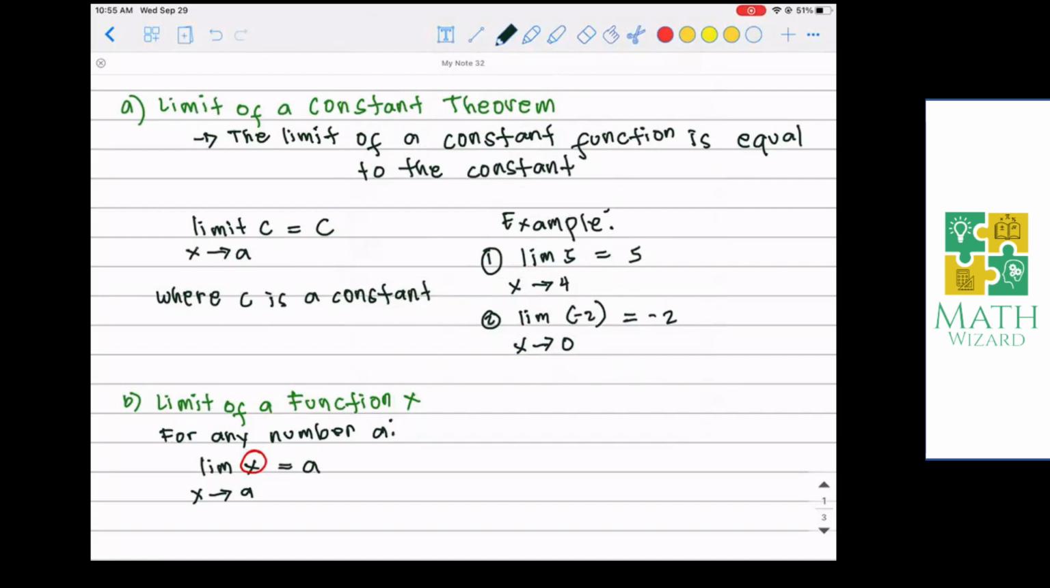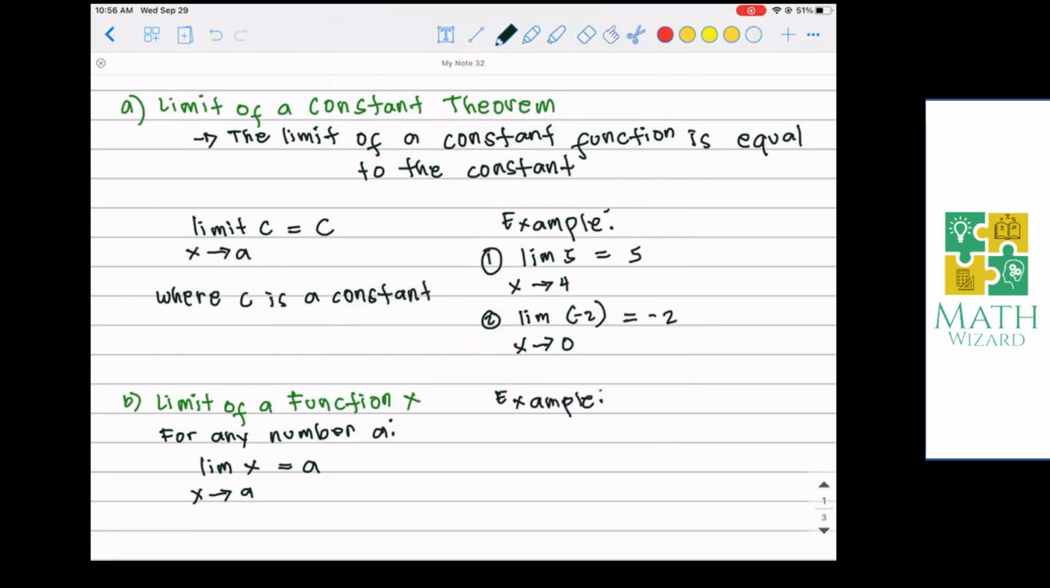So kung mapapansin natin, in this statement, it says the limit of x as x approaches to A is equal to A. Ibig sabihin, kung isosolve natin, if we are going to find the limit of x, ang sagot natin is kung saan nag-a-approach si x. So si x dito ay nag-a-approach to A. Automatically, ang sagot ay letter A. So we put that into example for us to illustrate this theorem. So let's have an example for that.